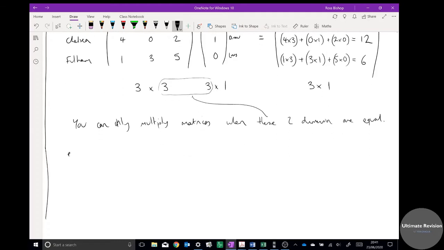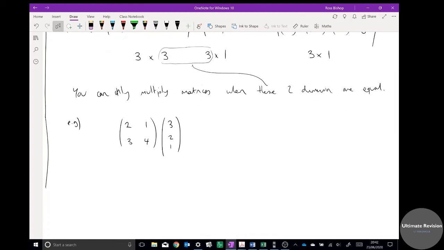So for example, if I had something like 2, 1, 3, 4, and then 3, 2, 1, I wanted to multiply those together, just because they're touching each other, we can imply that means multiplication. This matrix is a 2 by 2. This matrix is a 3 by 1. This cannot be multiplied together, okay? So that cannot be multiplied together because these two are not equal.